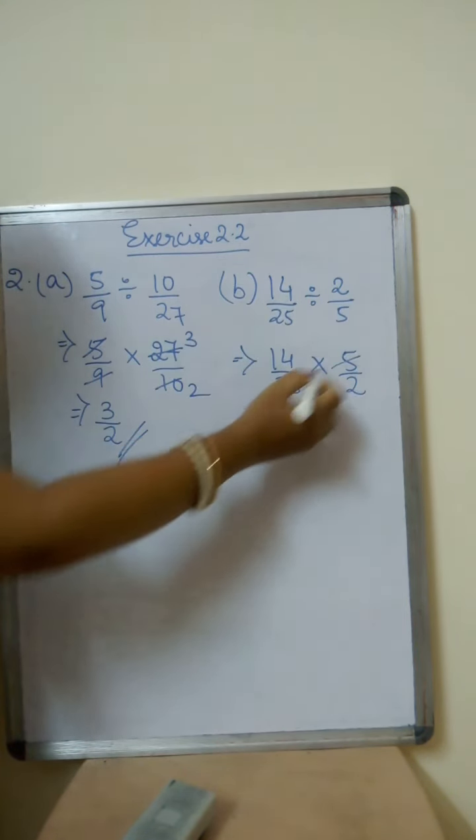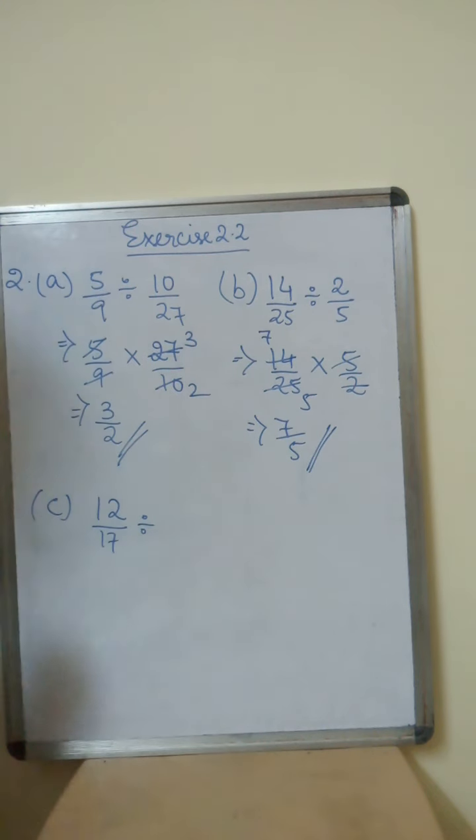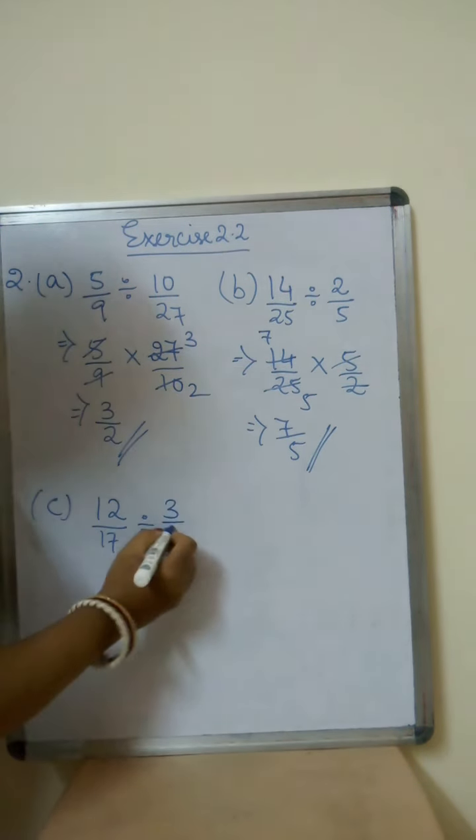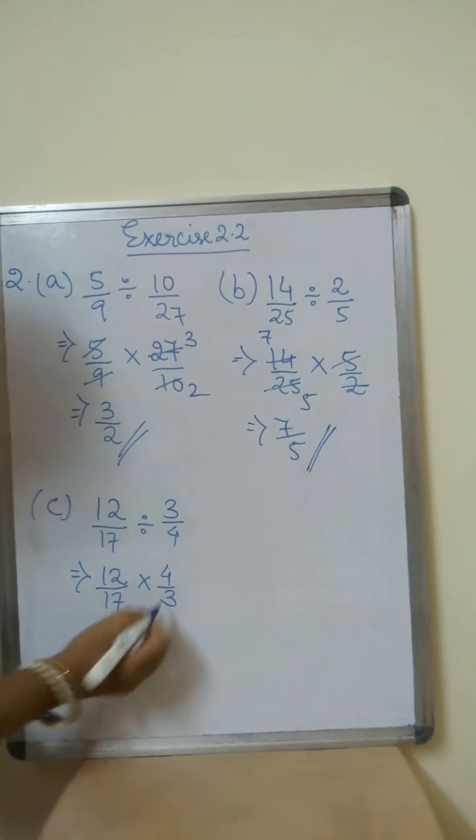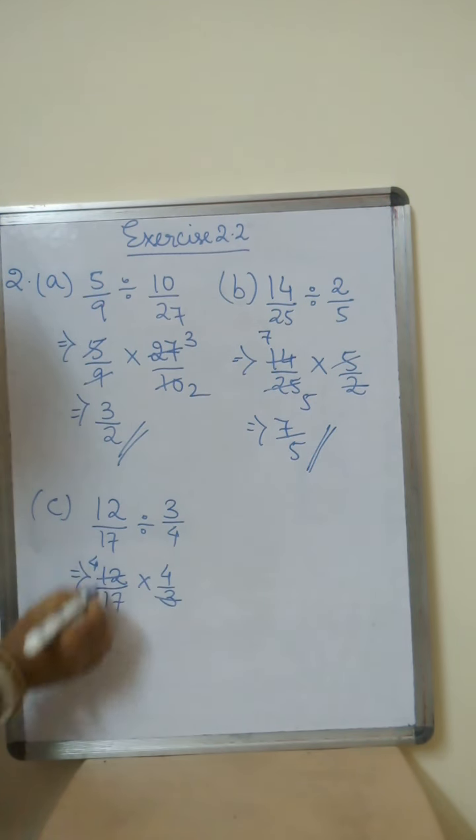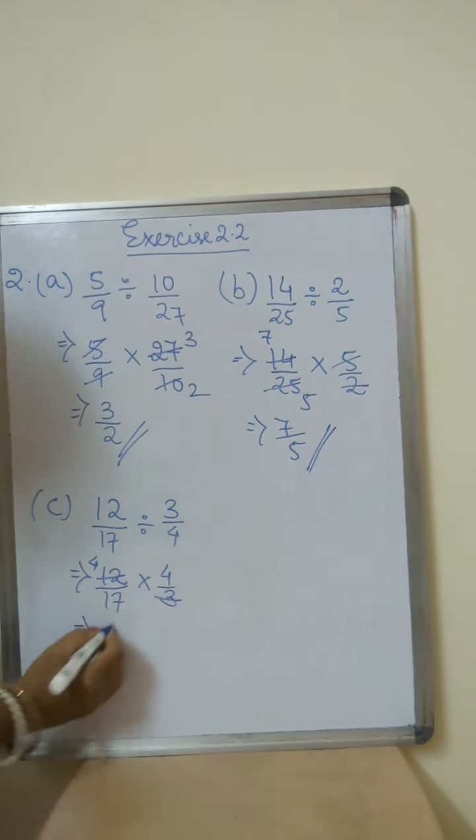Right? Next we come to number C. What is there in number C? Number C is 12 by 17 divided by 3 by 4. Okay, again first fraction remains the same, into 4 by 3. So 3 4s are 12. So 4 4s are how much? 16 by 17 is your answer.